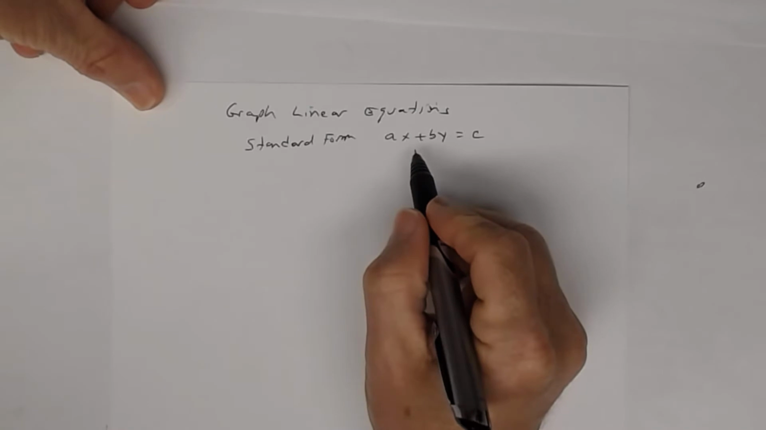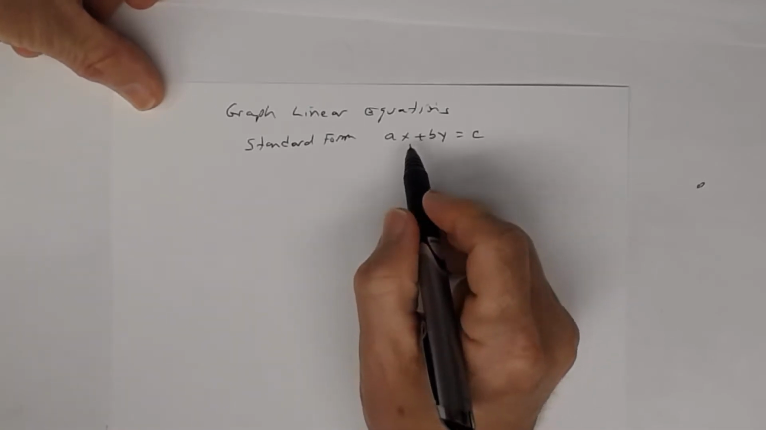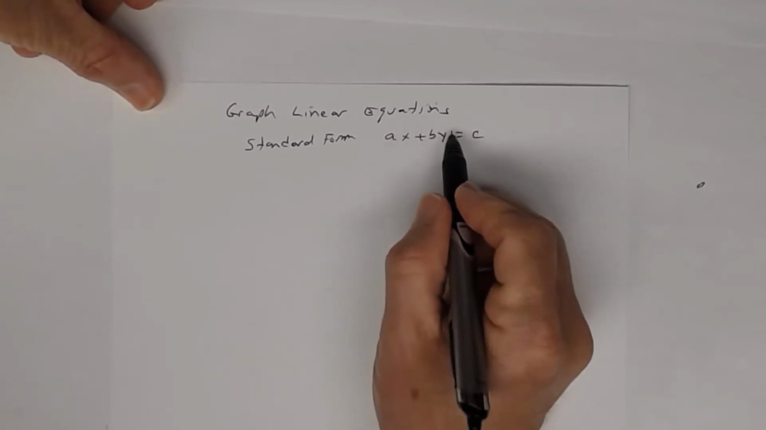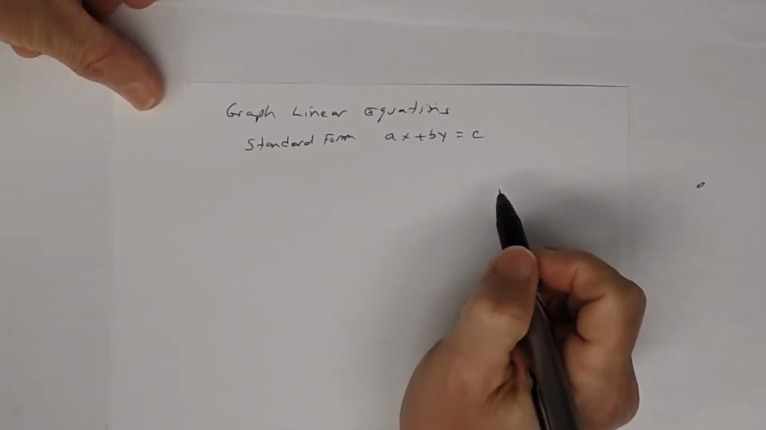So notice you're going to have two variables involved. When you graph these linear equations, you're going to have two variables. And notice that the exponent of x and y are both 1. So that's what makes this a linear equation.